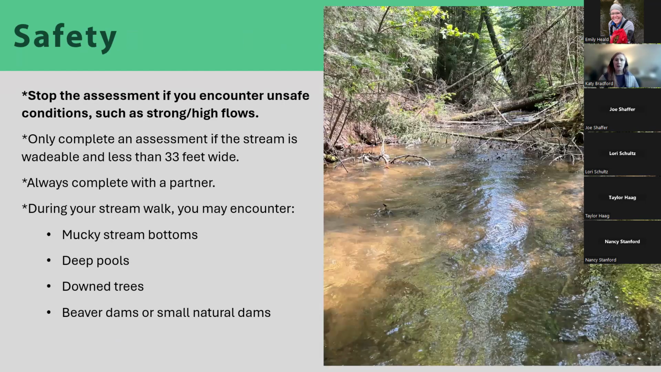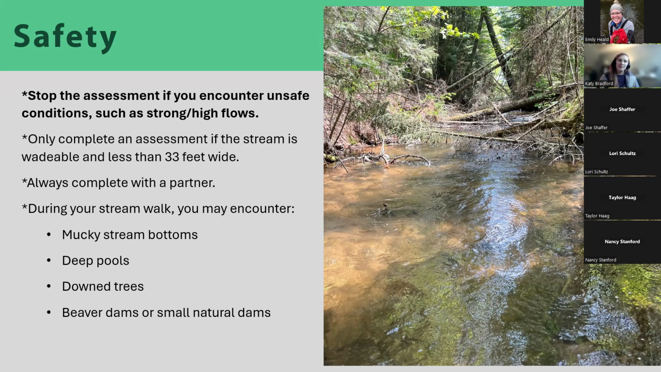So safety is also a really big, important piece to a habitat assessment because you're wading long distances in the stream. So stop the assessment immediately if you encounter any conditions that feel unsafe, or if there are strong or high flows in the stream, don't do a habitat assessment. And again, we're only doing it for streams that are less than 33 feet wide. Definitely no big rivers. These are wadable, smaller streams.